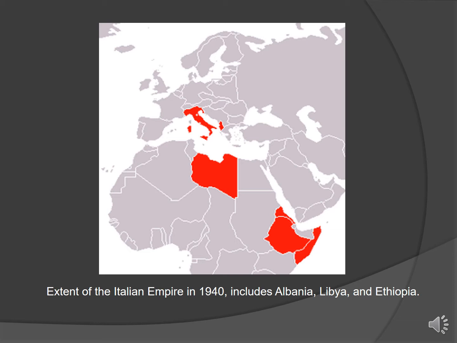So here you see a map of the expansion of the Italian Empire, and you can see the extent of it in 1940. So it includes Albania. So let me get my laser pointer here. So it includes Albania, Libya here in North Africa, and Ethiopia over here. So the Italians have really expanded their influence.